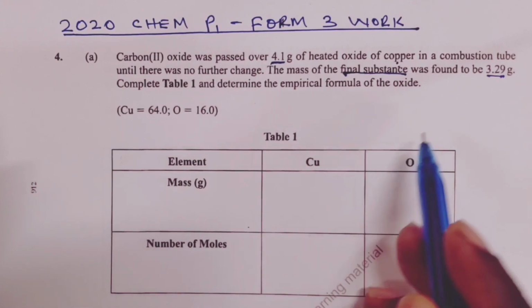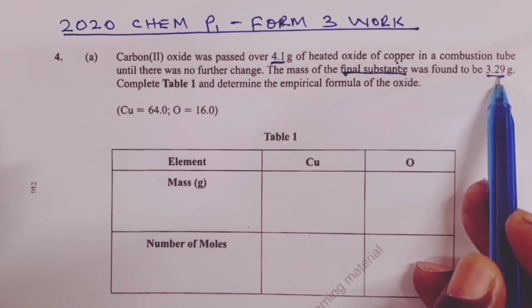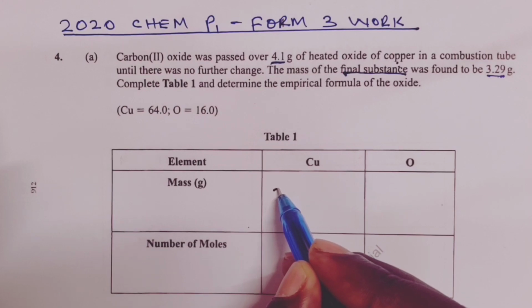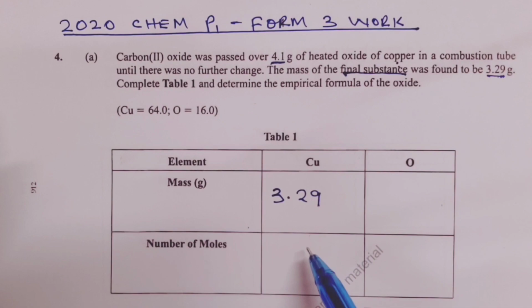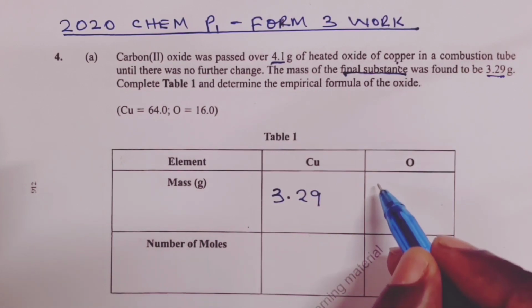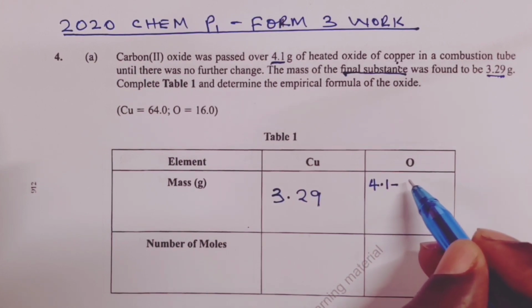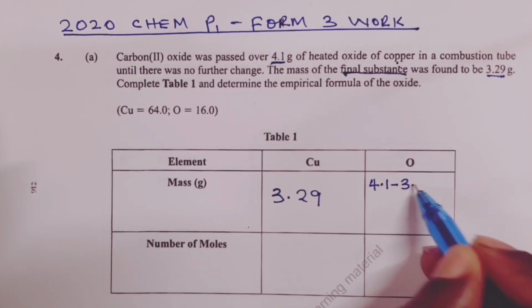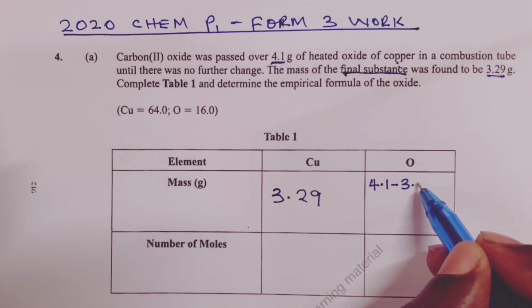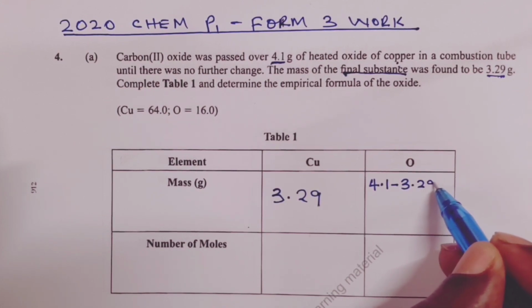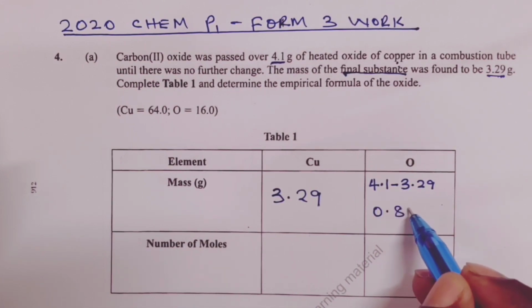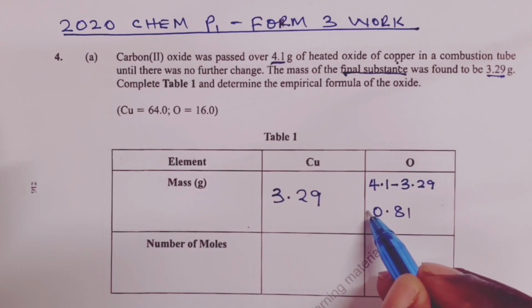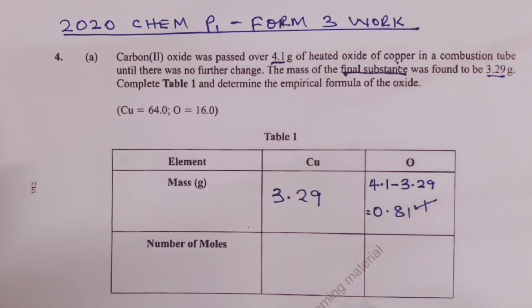Beginning with mass of copper, copper was the final substance here, so its mass was very direct at 3.29 grams. For oxygen, we need to subtract mass of copper from the mass of the oxide. So 4.1 subtract 3.29, and that gives us mass of oxygen as 0.81. A student who does this would score the first half mark.